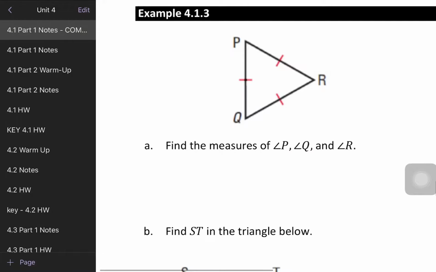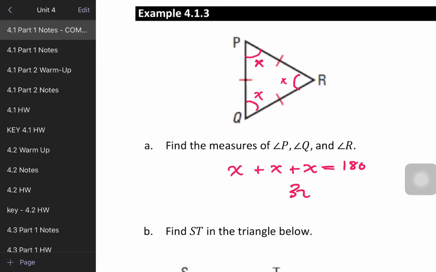So here's an equilateral triangle PQR. Find the measures of P, Q, and R. Well, we know that since all the sides are congruent, all the angles must be congruent. And so these will all be the same value that I don't know. So if I take x plus x plus x, that should be 180. So that means 3x is 180. So x would be 60 degrees. So in an equiangular triangle, all of the angles must measure 60 degrees.